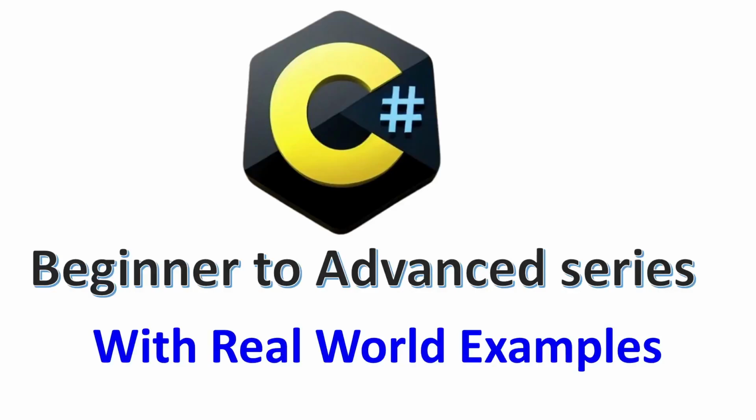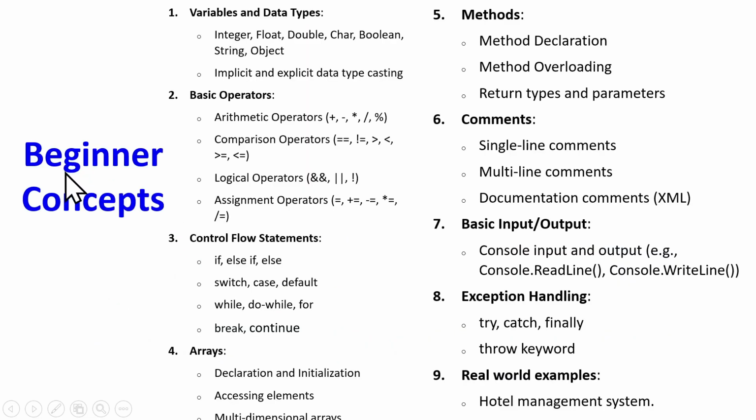Hello everyone. This is another video in the series C Sharp Beginner to Advanced with real world examples. We have started this series, and we will divide it into three parts. First is beginner concepts, then intermediate concepts, and then advanced concepts. In the beginner concepts, we will cover variables and data types, basic operations, control flow statements, arrays, methods, comments, basic input, and exception handling.